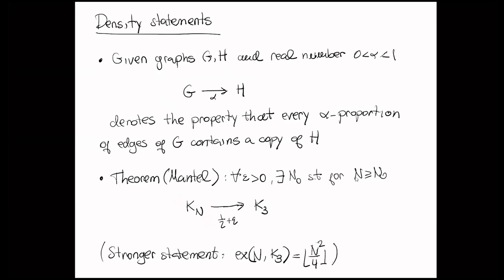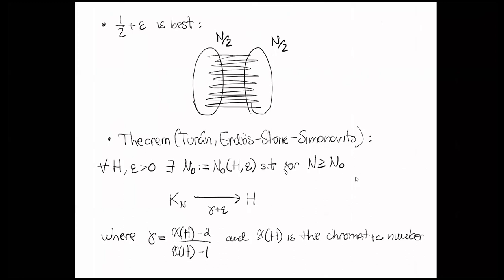And actually, I put here a stronger statement. The extremal number is n squared over 4, so we don't need the epsilon. We can be stronger here, but I will put the epsilon because it's in the context of the density that we are talking about. And this is sharp, because you can take the balanced complete bipartite graph, which has exactly 1/2 of the edges, so 1/2 proportion, and it doesn't have a triangle. So you can never get better than 1/2.